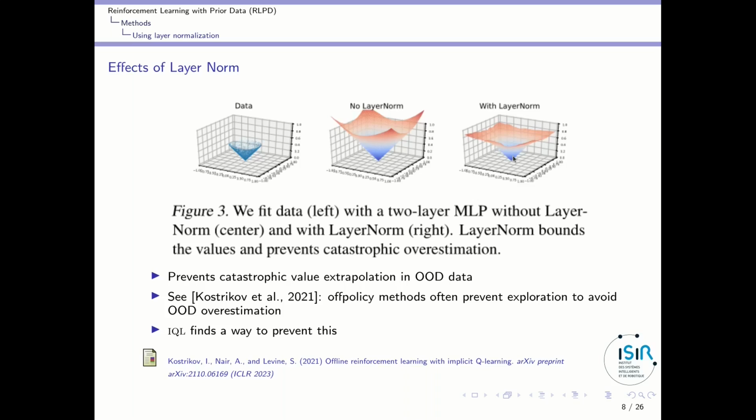Preventing catastrophic overestimation is also a very active field in reinforcement learning. See, for instance, the implicit Q-learning paper from Kostrikov and co-authors. But the way they do so in reinforcement learning from prior data is simpler, just using this layer normalization.